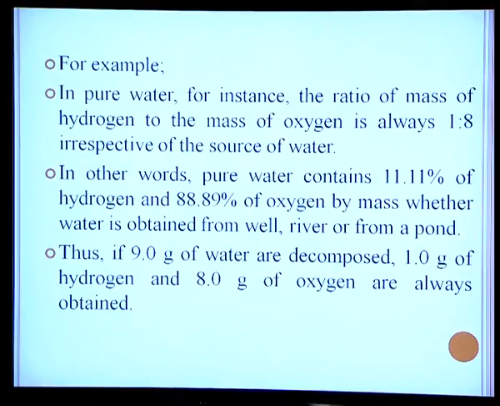In pure water, for instance, the ratio of the mass of hydrogen to the mass of oxygen is always 1:8, irrespective of the source of water. In other words, pure water contains 11.11% of hydrogen and 88.89% of oxygen by mass, whether water is obtained from a well, river or a pond. Thus, if 9 gram of water is decomposed, 1 gram of hydrogen and 8 gram of oxygen are always obtained.